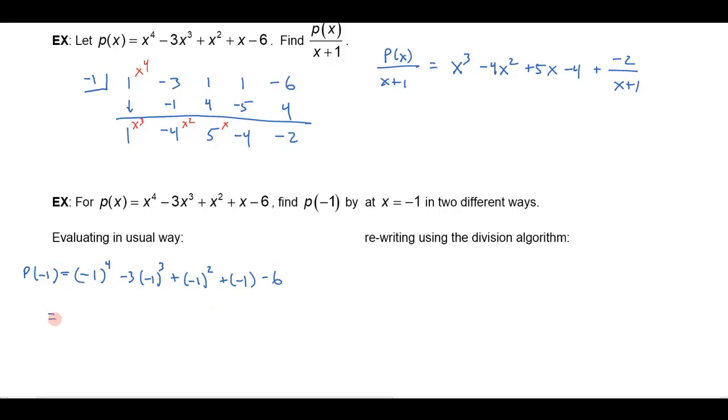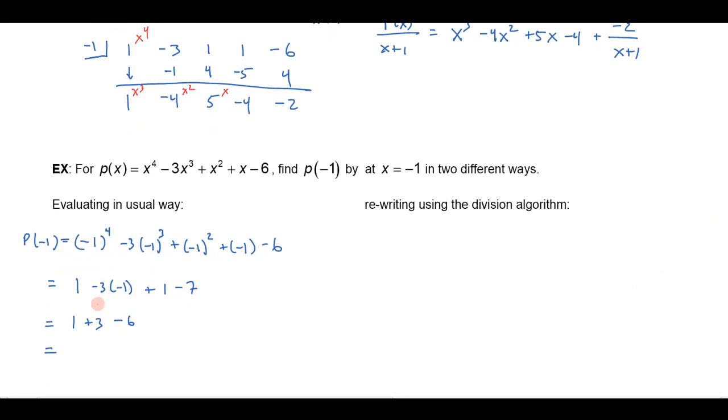Then I have to simplify. So that's going to give me a positive 1 here, and then this is minus 3 times a negative 1, and then I'll get plus 1, and then the negative 1 minus 6, that's a negative 7. So what do I get here? I get 1 plus 3 minus 6. When I do the 1 minus 7, that'll give me minus 6. And so that gives me, let's see, oh, that's negative 2.